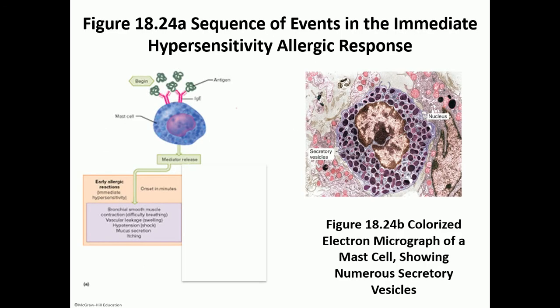So what is the sequence of events in the immediate hypersensitivity allergic reaction? That was the type 1 in the previous slide. When you're first exposed, the allergen comes in and attaches to the antibodies of the IgE type, which are found on the surface of a mast cell. Mast cells have all of these vesicles, and these vesicles are full of histamine and heparin.